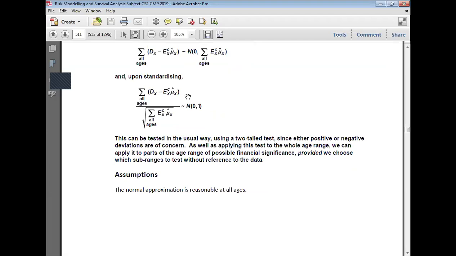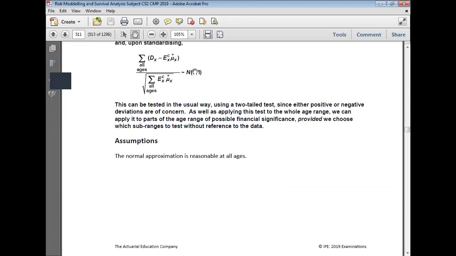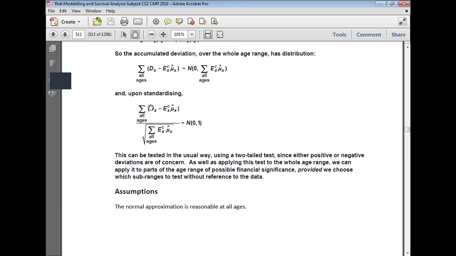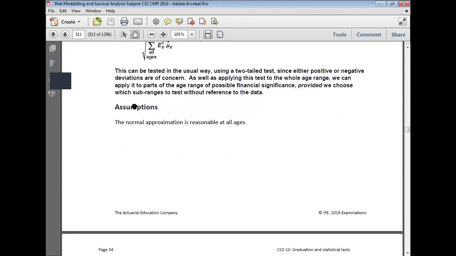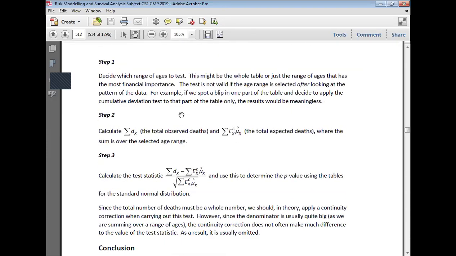And now you will standardize them. So again, after standardizing, we expect them to follow a normal (0, 1) distribution, with not many assumptions. Only one: that the normal approximation is reasonable for all the ages. So here you can apply this particular technique for all the age range, or you can do it for a particular range that you are concerned with. That's up to you. And these are the steps.